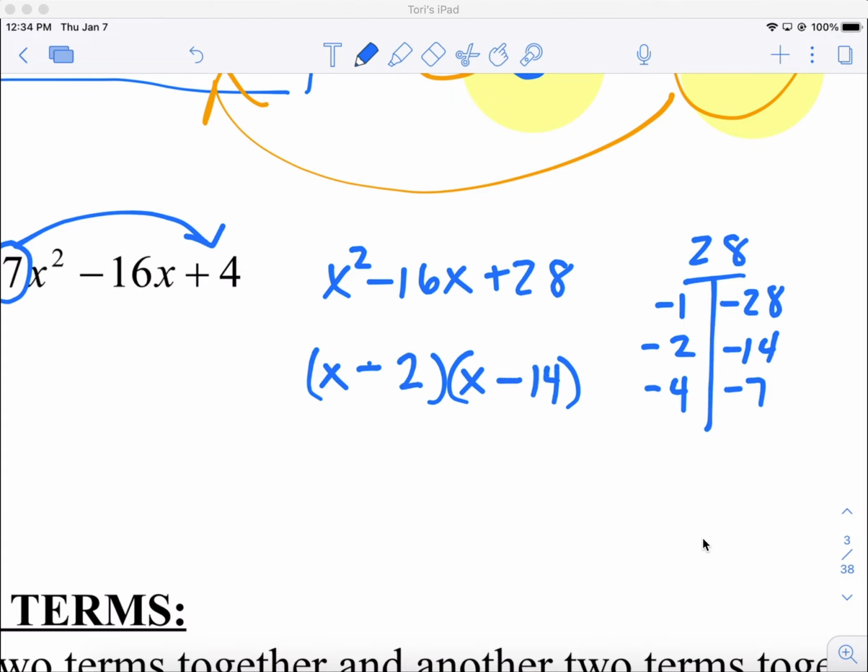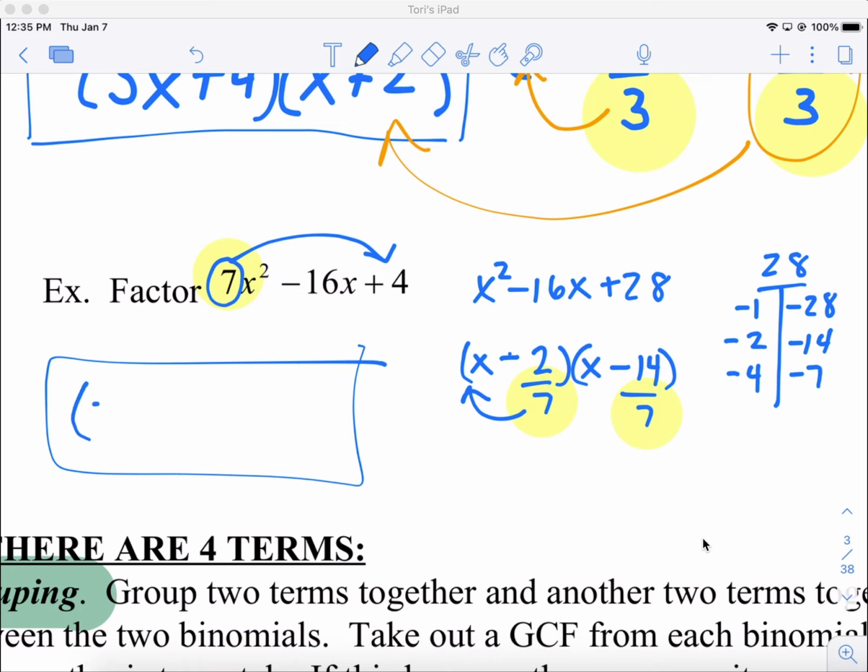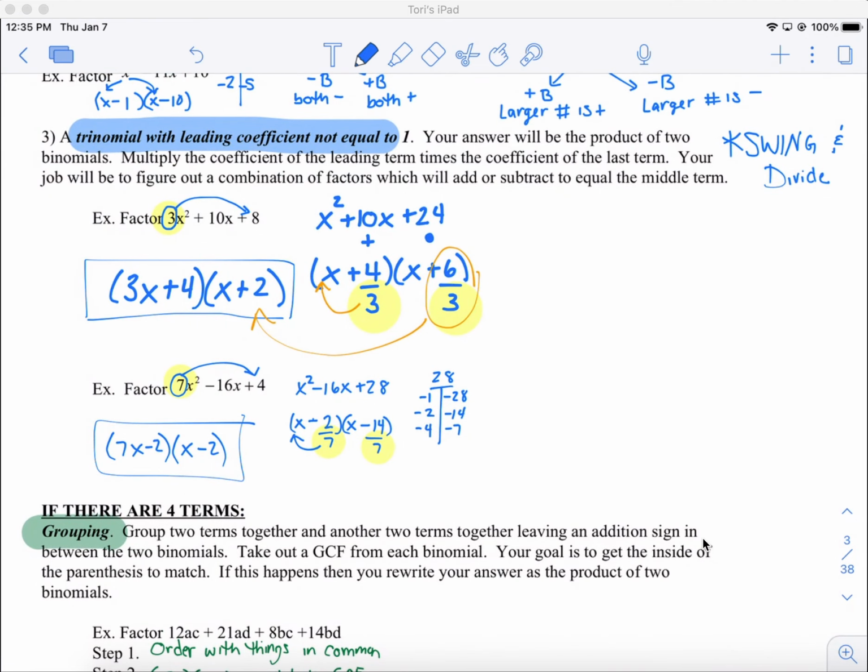Now, the title is swing and divide. So whatever I swing, I have to divide. 7 does not simplify out of 2, so I could rewrite that in my final answer as 7x minus 2. 14 does divide by 7 into a whole number, x minus 2. Okay, that would be your final answer for that. If you need to write anything else on this, you can pause it, copy that down right now.